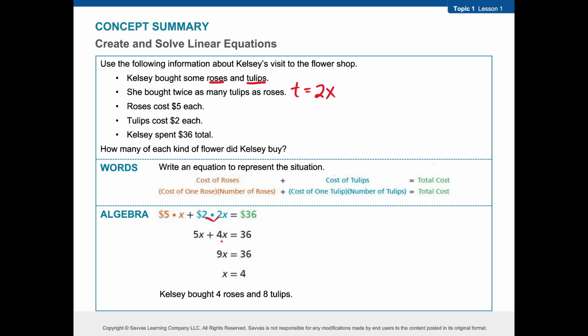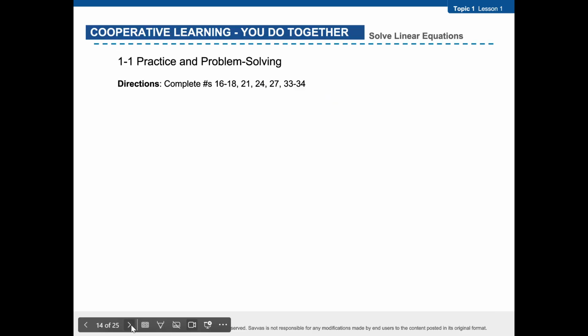So 2 times 2x is 4x. Combine your like terms. 9x equals 36. 36 divided by 9 is 4 roses. And then double that for the tulips. So 4 times 2 is 8. So she bought a total of 4 roses and 8 tulips. You can practice these problems on your own from your textbook.